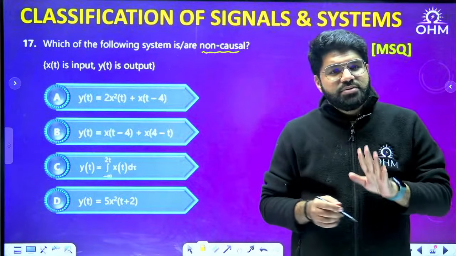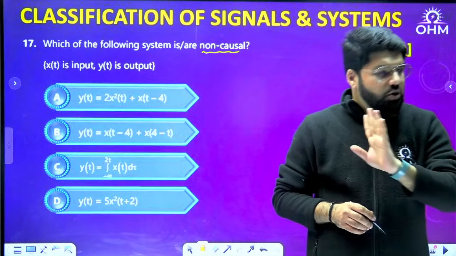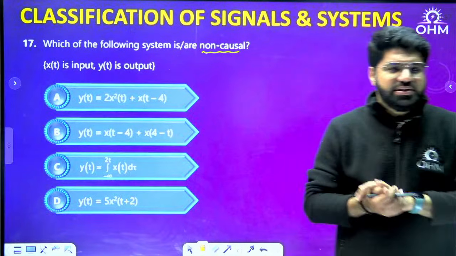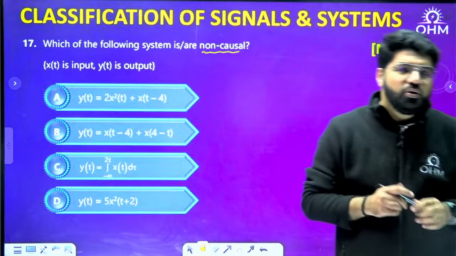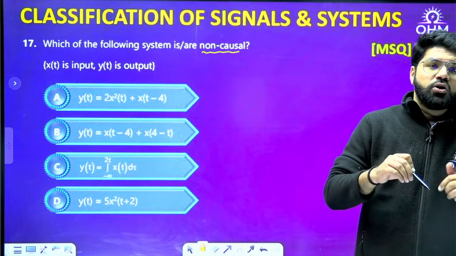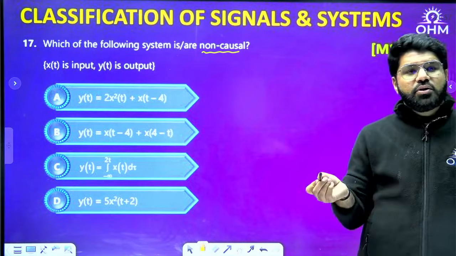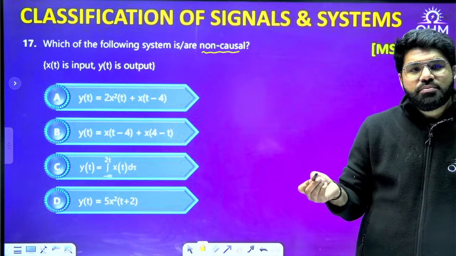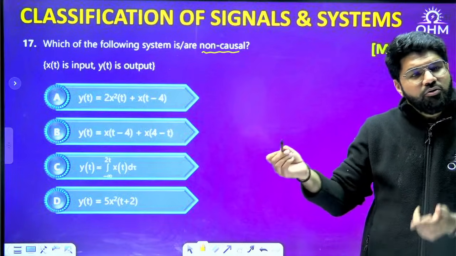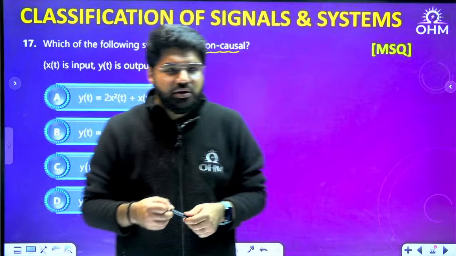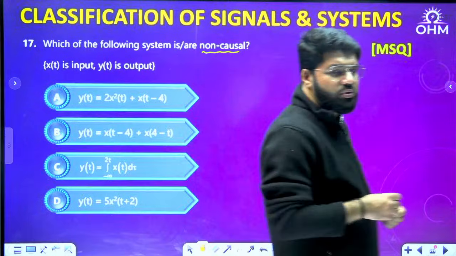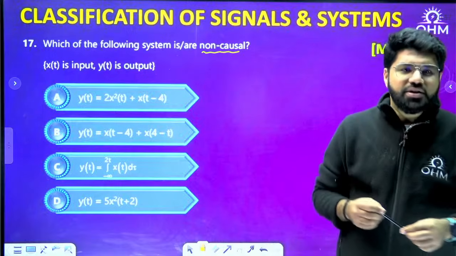All static systems are causal, correct, but all causal systems are not static. That is absolutely correct. Vice versa is not correct. All dynamic systems are non-causal? Yes. But vice versa, all non-causal systems are dynamic? That is correct only. Non-causal means somehow the future is coming. That means it is dynamic. Got it, Satyam?